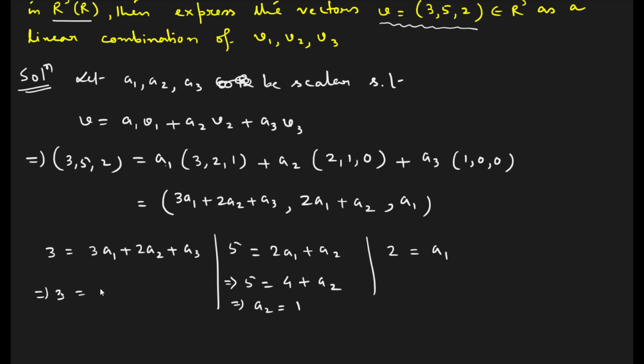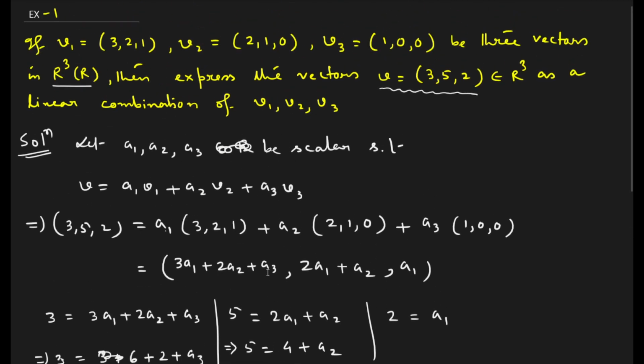a1 is 2, so it will be 6, a2 is 1, so it's 3 into 2... and then plus a3. So if we calculate, our a3 will be equal to 8 minus 3, that is 5... minus 5. Okay. What do we have to show? We have to show that V is a linear combination of V1, V2 and V3. Okay? Suppose this is equation number 1.